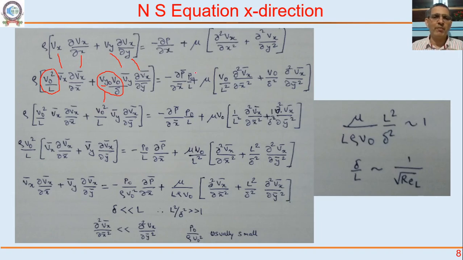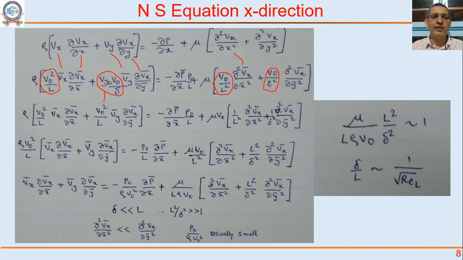dp by dx, p naught by L, right? Mu del square Vx by del x square, make it del square Vx bar by del x bar square. You will have to multiply by V naught divided by L square. Del square Vx by del y square, make it del square Vx bar by del y bar square. You will have to multiply by V naught by delta square. Get this yourself, make sure you get it yourself, only then go forward. So this we have substituted now.